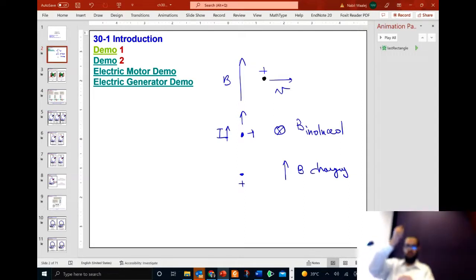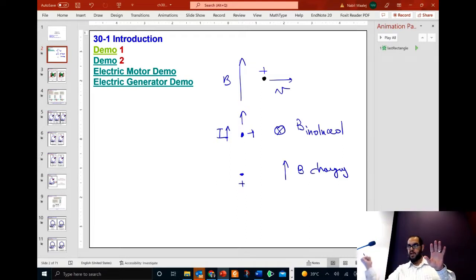We have seen when we move a permanent magnet into or out of a coil, we induce a current in that coil. So the coil originally has a conductor, so it has free charges. They can move, but normally they are not moving too much. They are moving randomly.